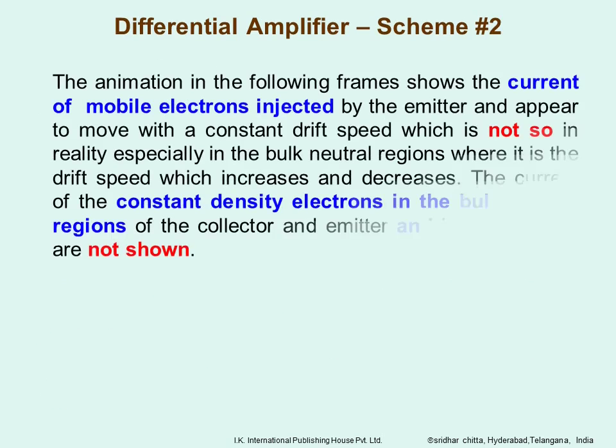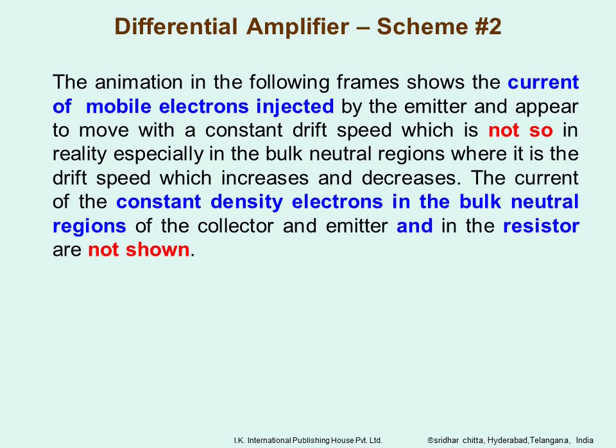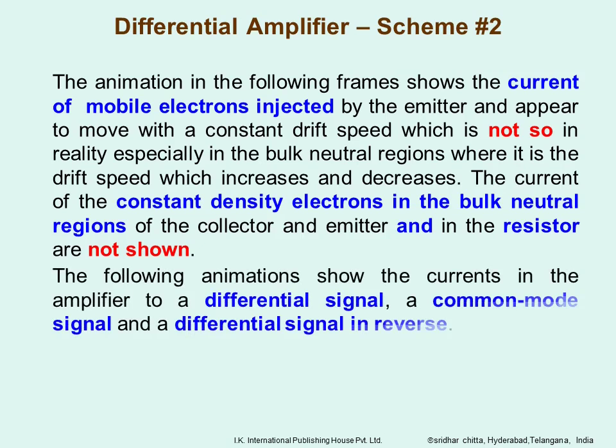The animation in the following frames shows the current of mobile electrons injected by the emitter and appear to move with a constant drift speed, which is not so in reality, especially in the bulk neutral regions where it is the drift speed which increases and decreases. The current of the constant density electrons in the bulk neutral regions of the collector and emitter and in the resistor are not shown. The following animations show the currents in the amplifier to a differential signal, a common mode signal, and a differential signal in reverse.